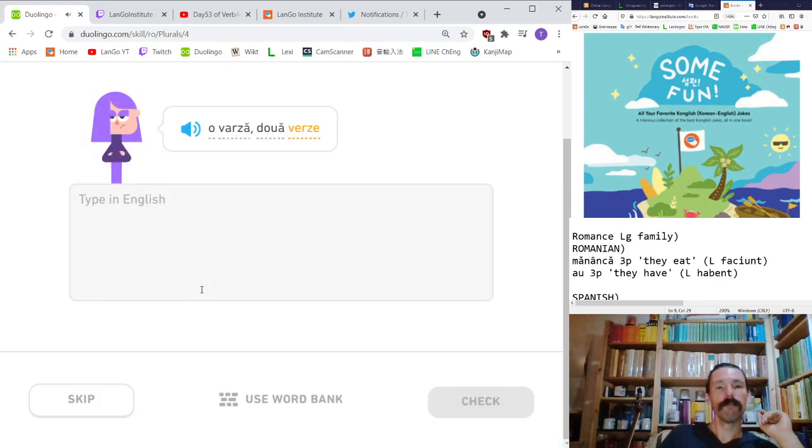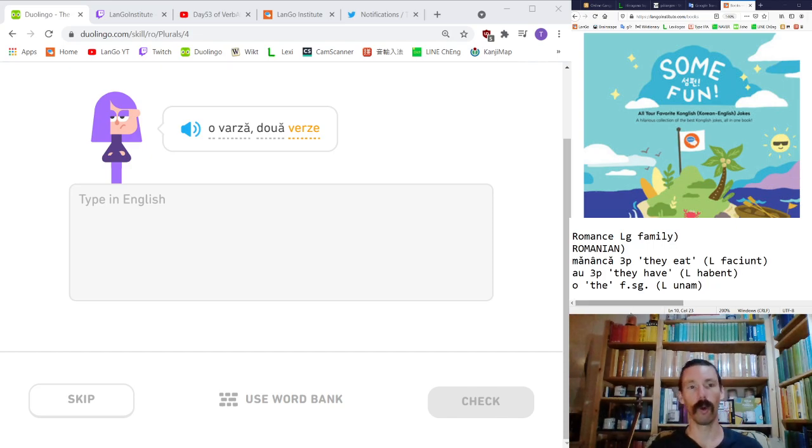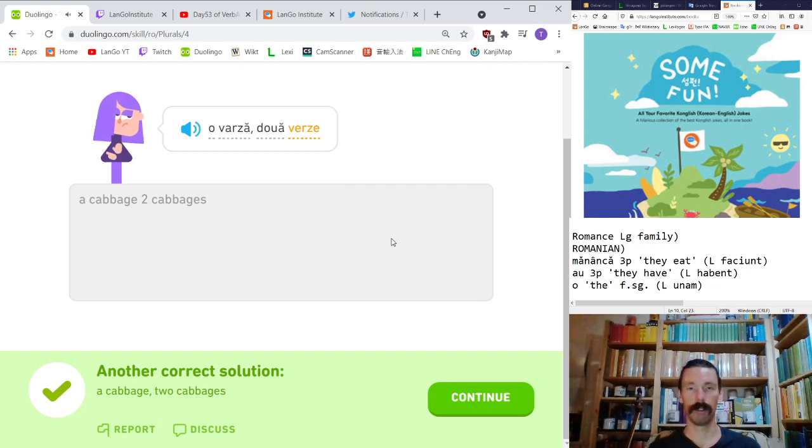O varză, două verze. That same vowel change as with the word for girl. O is really cool. The definite article. O means the, and it's feminine singular, and it comes from unam. It's all shrunk down to a single vowel sound, o. Varză. Cabbage. One cabbage, two cabbages. We call that umlaut. The e, probably, of an i suffix, maybe, colored and raised it in the syllable before. Like happened in the Germanic family. English, German, the Norse languages.